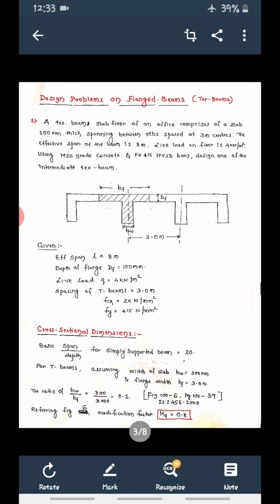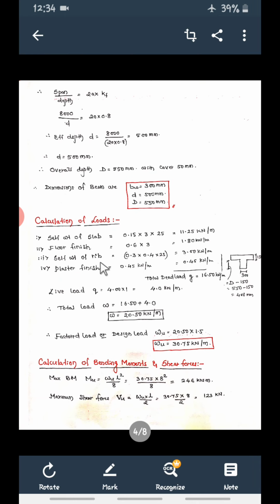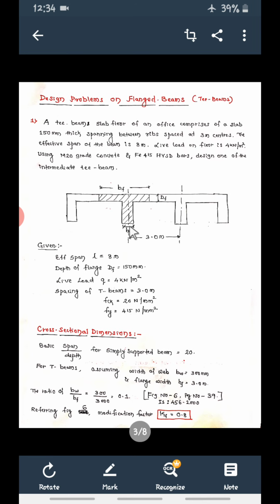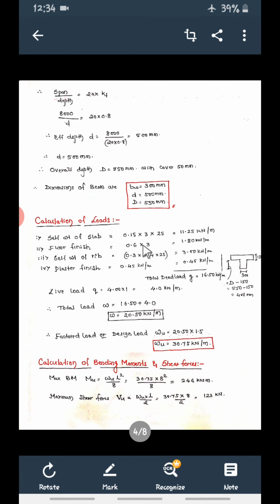Now see here. So self weight of the beam or rib or web is equal to 0.3, that is the width of beam, 300 mm means 0.3 meter. Then this is 0.4 or 400 mm. How have we got 400? Now see, we want only this height. Total height is capital D, so capital D minus this 150, that is 550 minus 150, 400 mm. Only this. So 400 means 0.4. So 0.3 into 0.4 into 25, density of RCC.